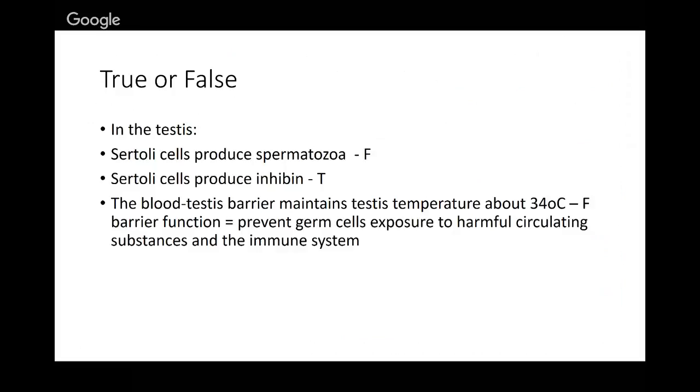Okay, so the first statement, Sertoli cells self-produce spermatozoa, that's obviously false. It's just spermatozoa is already there. Sertoli cells produce a bunch of hormones, but not that one. Sertoli cells produce inhibin, that's true. So that's one of the hormones that it produces in support to the whole process. The blood testis barrier, it actually prevents the germ cells from being exposed to harmful circulating substances or the immune system. It has nothing to do with the testis temperature because, like we said in the first slide of the section, it's to do with the pampiniform venous plexus and the cremaster muscle.